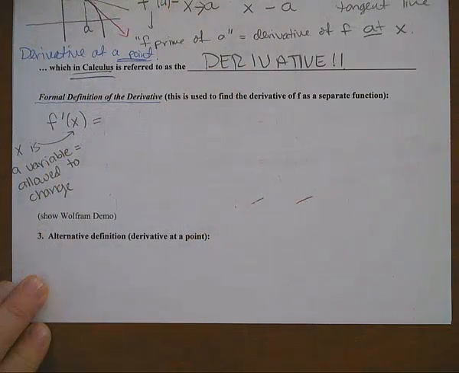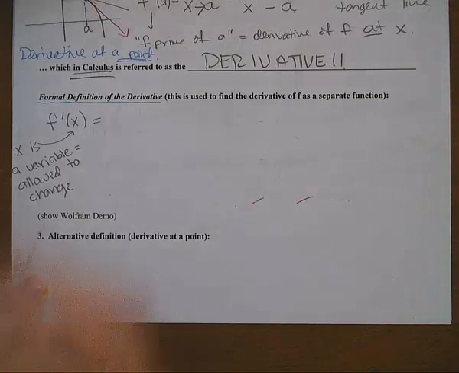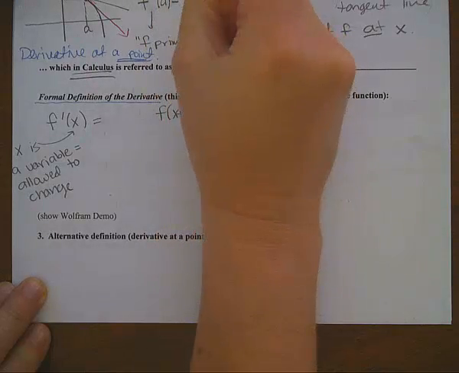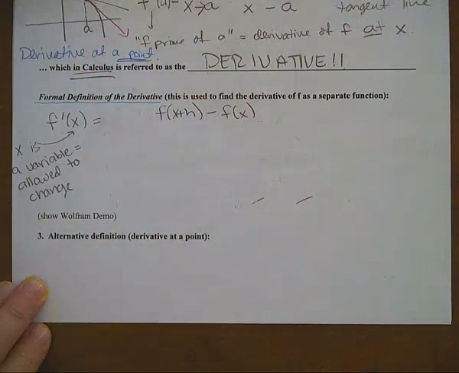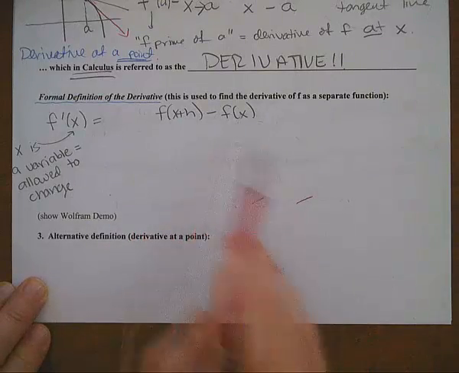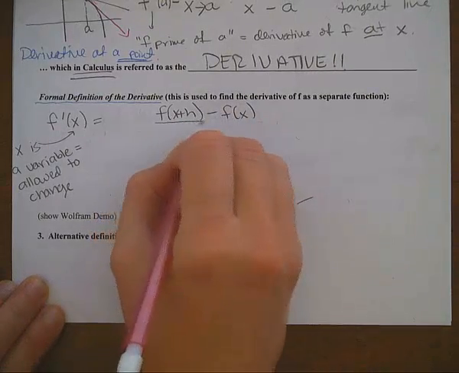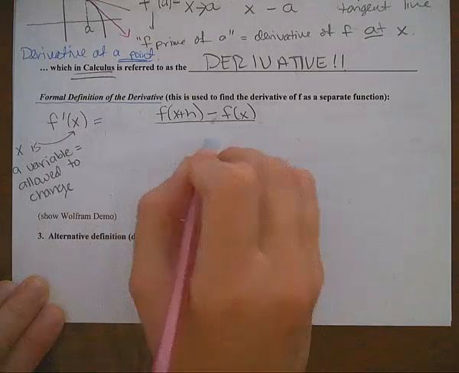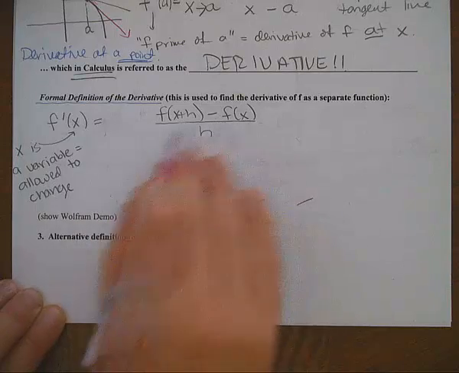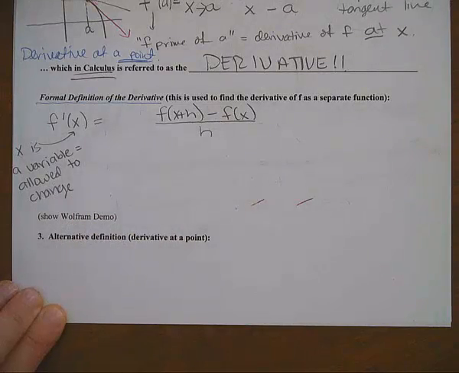Well, first you would begin with the slope of the secant line as usual. So you have the change in y, which in this more general form is going to be called f of x plus h minus f of x, all over the change in x, which is simply h. Let's talk about that for a second, and then I'll finish the rest of this formula.